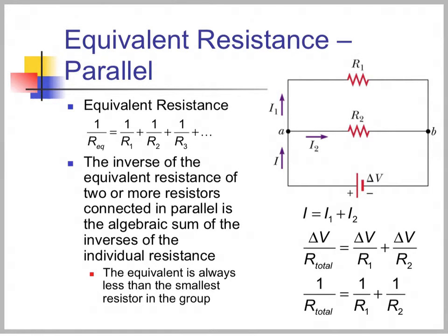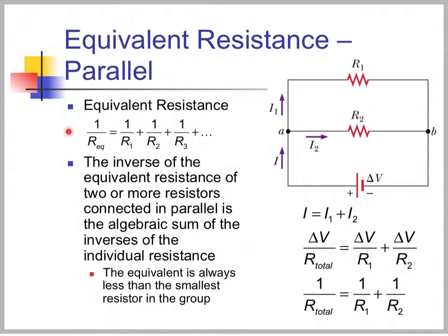So to find the relationship for equivalent resistance of parallel, I know that the current going through here has to be the current going through each branch. So I is equal to I1 plus I2, where I1 is the current going through resistor 1, and I2 is the current going through resistor 2. And I know that delta V over R total, the equivalent, is I. Delta V over R1 is I1, and delta V over R2 is I2. So the delta V is the same in each case, those go away, so 1 over R total is equal to 1 over R1 plus 1 over R2, or for however many resistors I have.